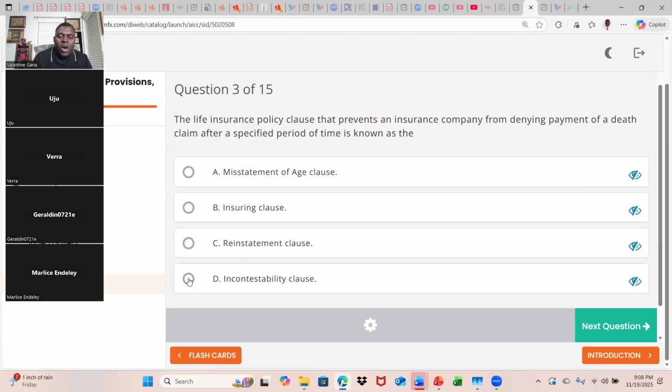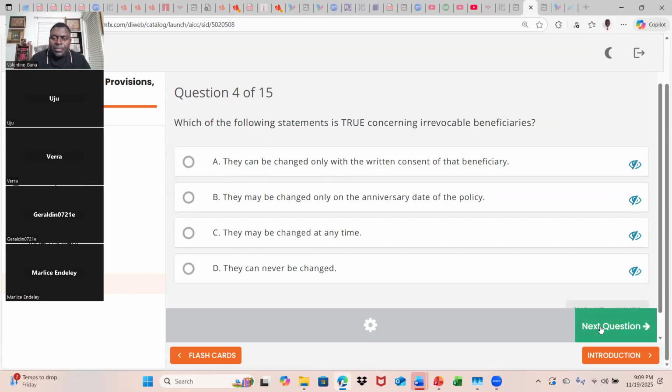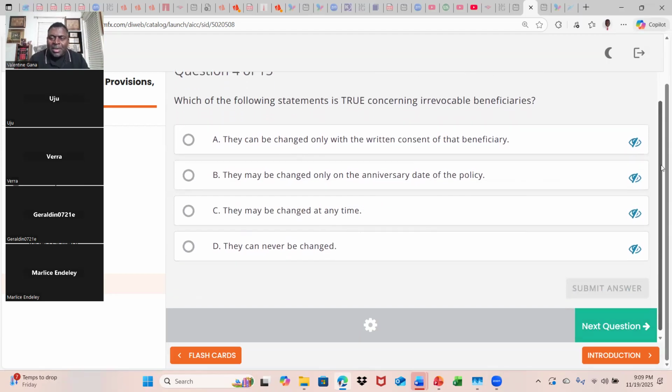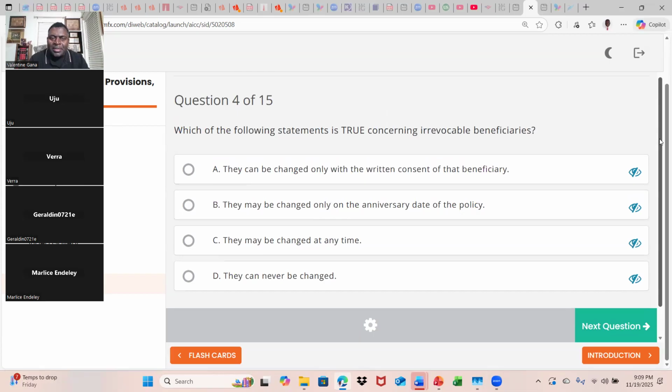And what is the normal duration of the incontestability clause? 2 years. For most states, it is 2 years. All right. Oh, I forgot to submit it. But that's the answer, incontestability.